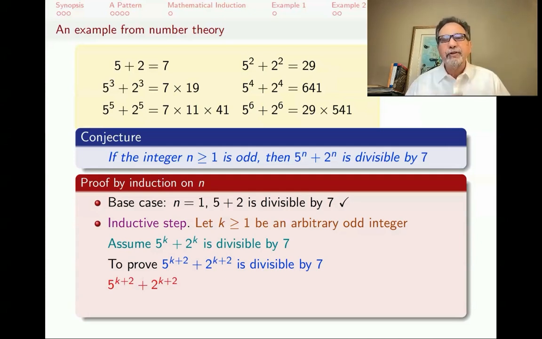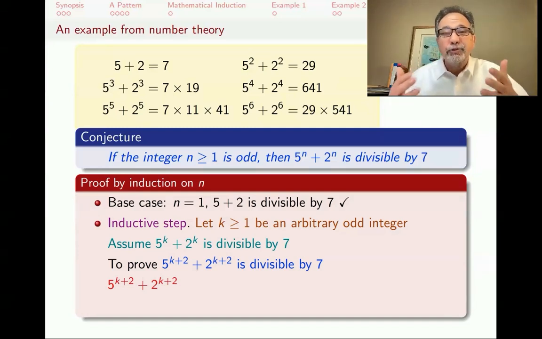And just like the previous example, somehow or another, I want to get myself to a 5 to the k plus 2 to the k, because that's the thing I know. I know 5 to the k plus 2 to the k is divisible by 7.